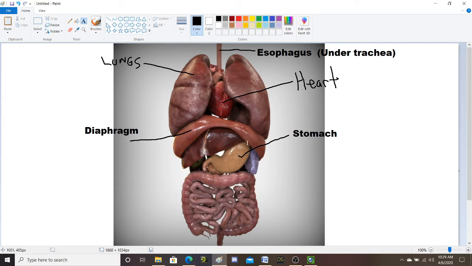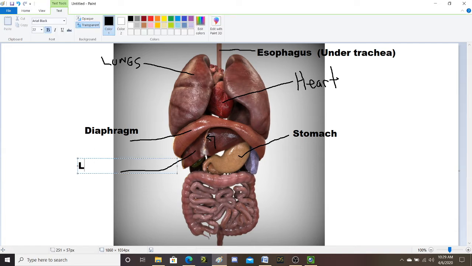Below it, right below the diaphragm, is a big, dark, kind of purplish red organ. That's going to be your liver. So the liver is in the upper right quadrant of your abdomen. All right, so that's pretty straightforward. You got your liver. It is your largest internal organ.